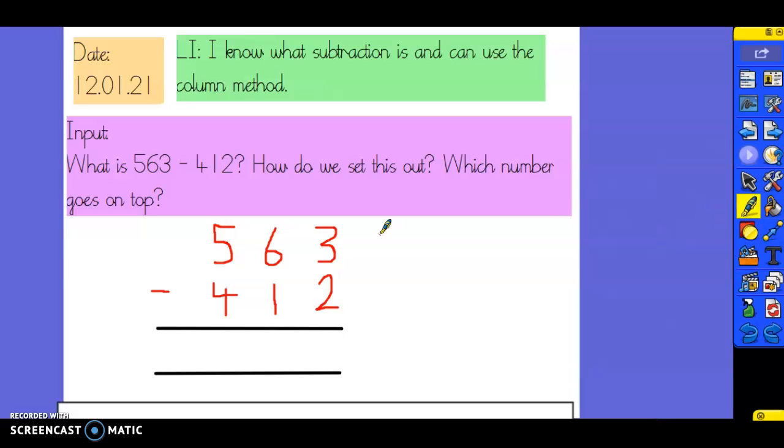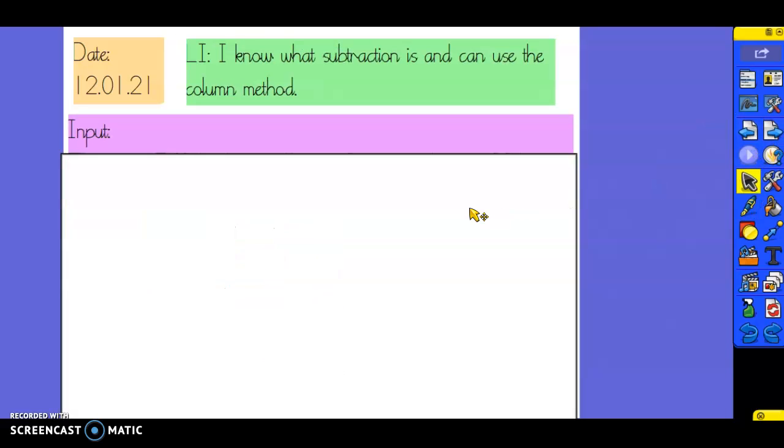So we start off, as always, we go straight to the ones column, and we always start on the right and work our way across to the left. So 3 subtract 2 gives us the answer of, yes, that's right, 1. Then we move on to the tens column. 6 subtract 1 gives us the answer of 5, and then 5 subtract 4 gives us the answer of 1. So your answer should be 151. Let's move on to the next part of the question.